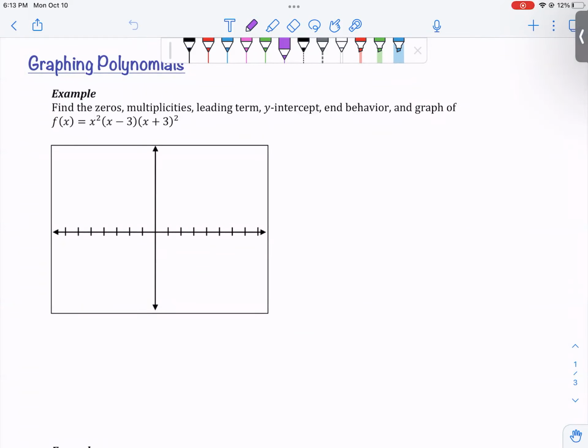So we have the function f of x equals x squared times x minus 3 times x plus 3, quantity squared, and we want to graph it. The zeros, which again are the x-intercepts, and their multiplicities. Let's start there. From the function, we have x is equal to 0, x is equal to 3, and x is equal to negative 3.